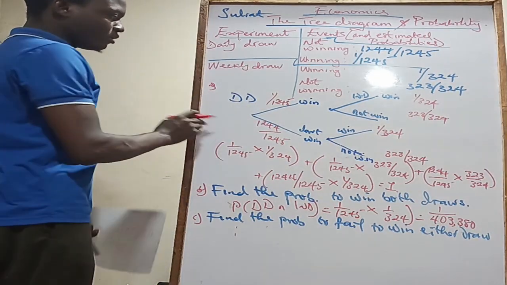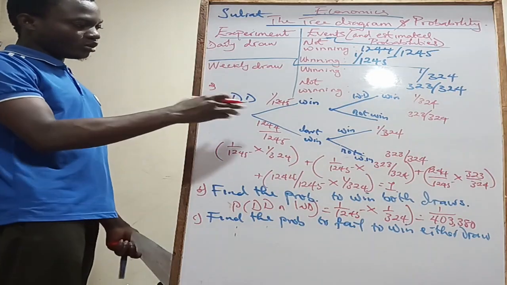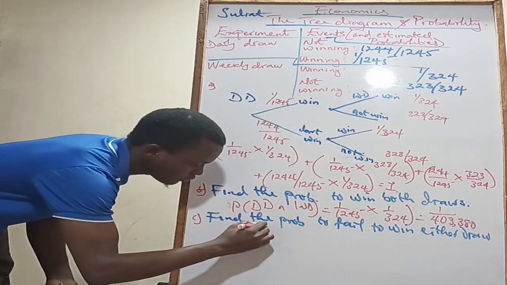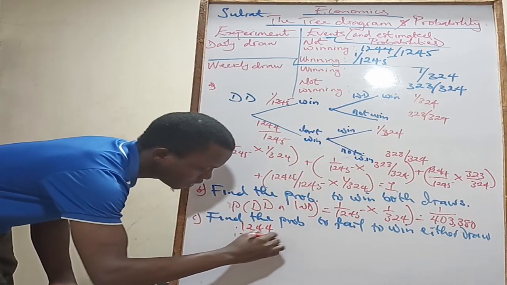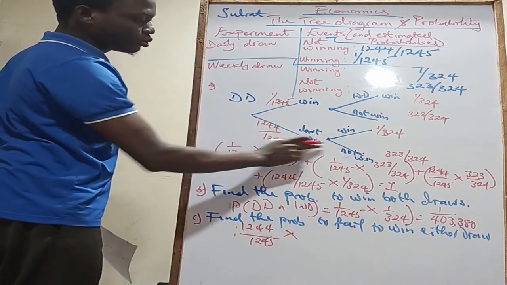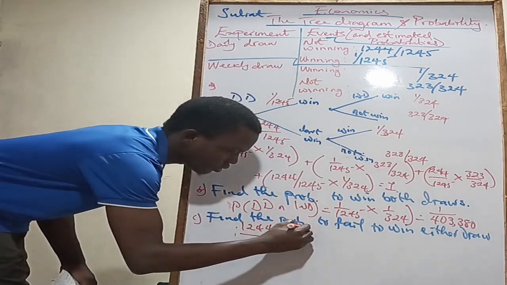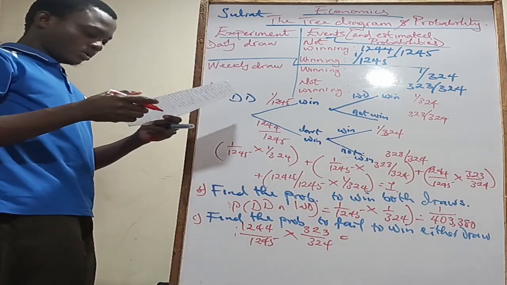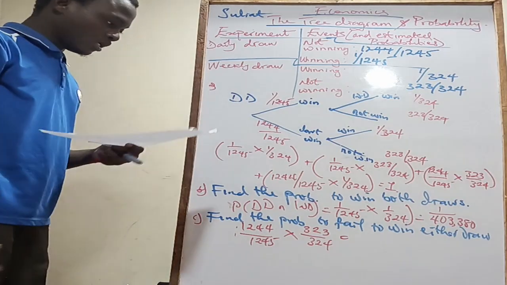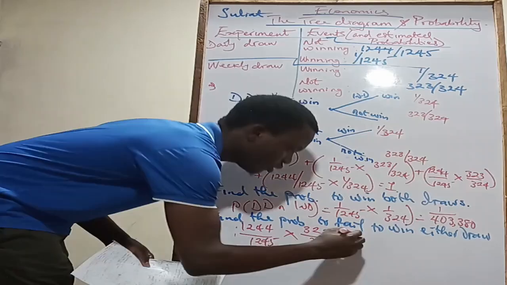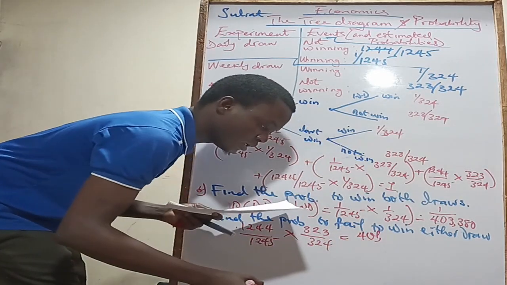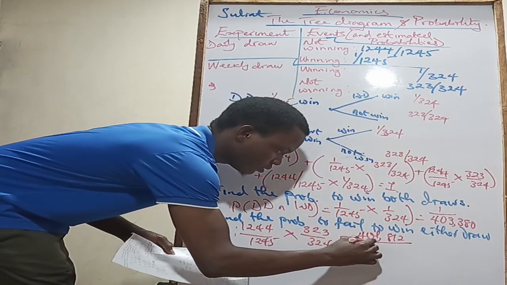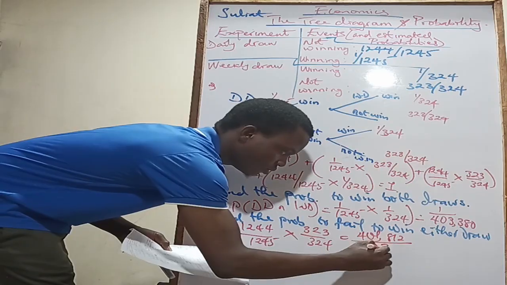So we're going to be having, what's the probability of not winning? So I don't need to be doing 1 minus 1 because it's already here. Not winning this guy is 1244 over 1245 multiplied by the probability of not winning, 323 over 324. So what's that? 1244 over 1245 multiplied by 323 over 324. So we have 401,812 divided by 403,380.